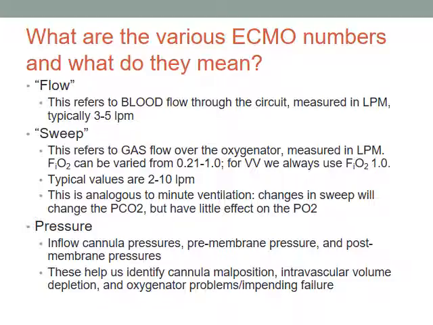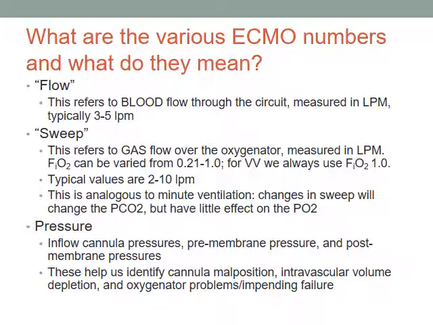So the sweep flow rate varies. It can be as low as just a couple liters per minute. As the oxygenator gets older, gets used more, gets some clots on it, it doesn't work quite as well, and we have to go up on the rate, and we can be at 10 or 11 liters per minute. So it will be more variable.